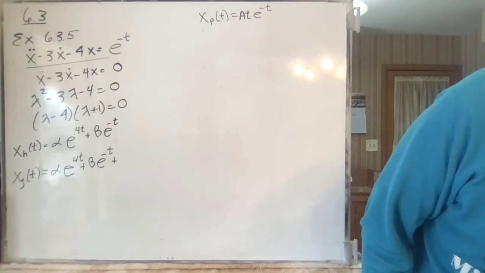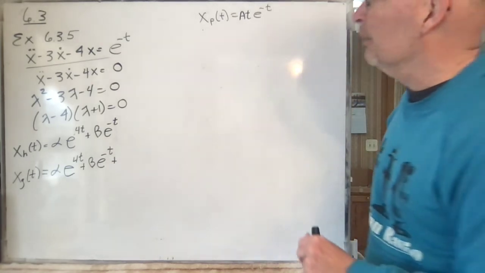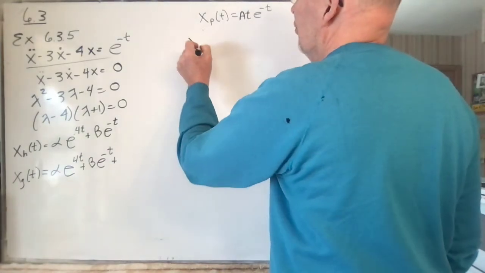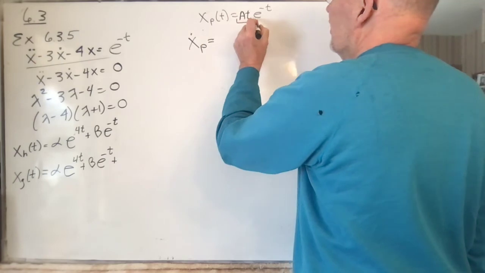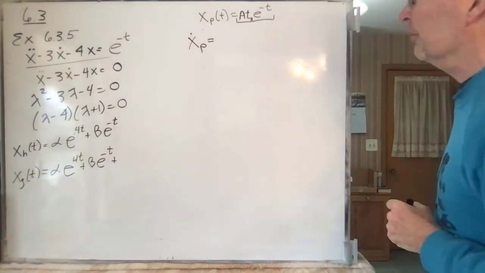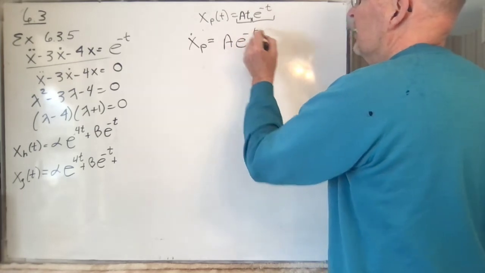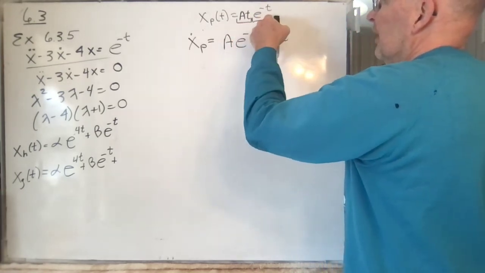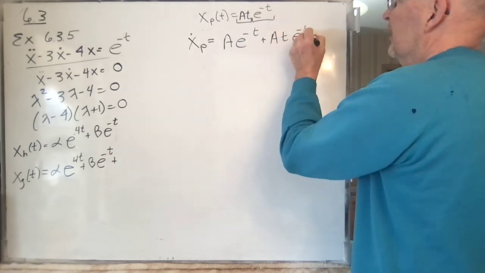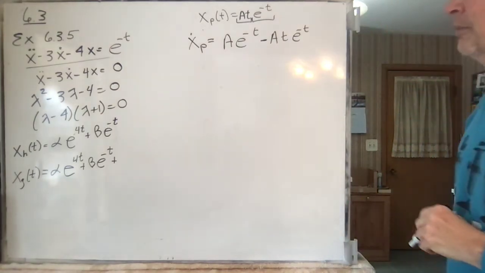I'm not going to go through all the details for you again because this is an exercise. But you just have to carefully go through and take the derivative. Let's do that part anyway. Notice here you're going to have to use the product rule. The derivative of this is a times e to the negative t plus at, you leave this one alone, times the derivative of this, which is e to the negative t times negative 1. So you're going to get that.